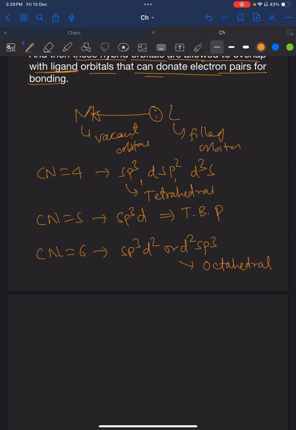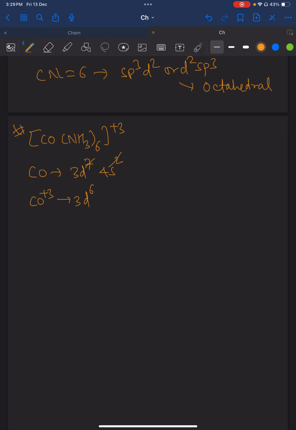So now let me explain this theory with the help of an example. For example, we are having [Co(NH3)6]3+. We already know that cobalt has 3d7 4s2 configuration. So Co3+ will have 3d6, so it will be a d6 type of configuration.